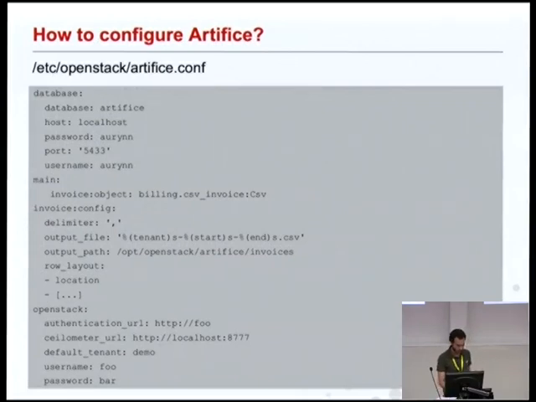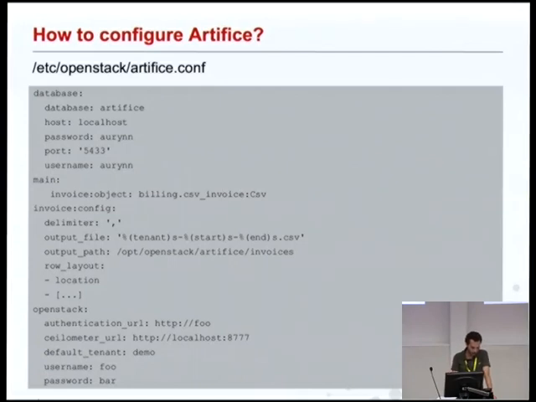Configuring Artifice is super simple. Here's a sample configuration file at /etc/openstack/artifice.conf. The first section here is where you define the database used by Artifice. The second section is where you define the plugin that you will use for your invoice. And then you have the specific configuration for that plugin. In this case, the output file, the output path, and the row layout you will get. In this case, I'm using the CSV plugin.